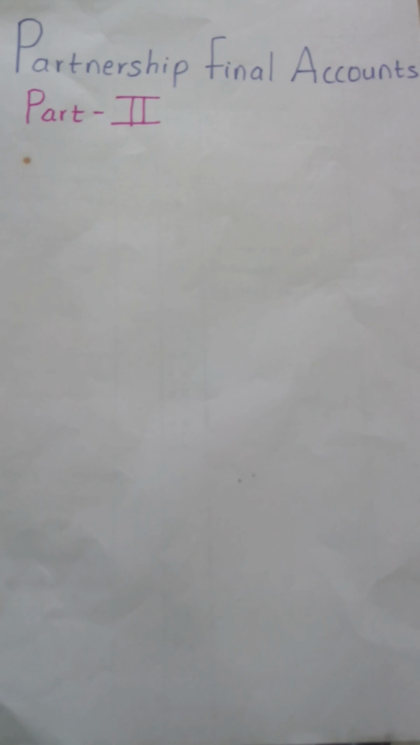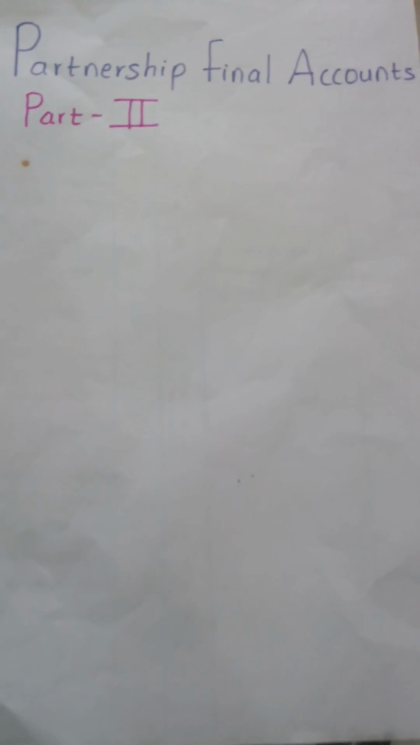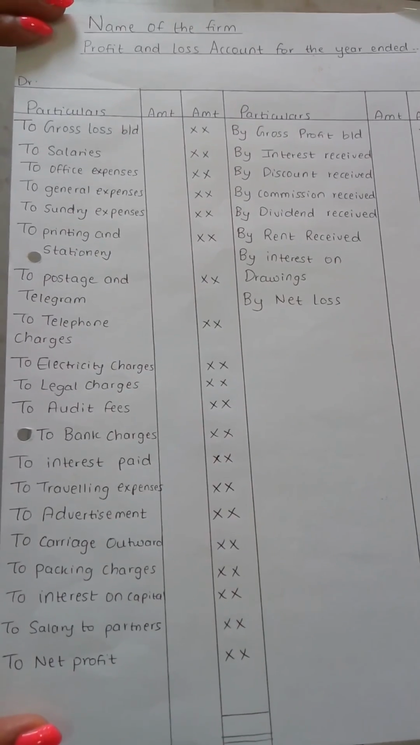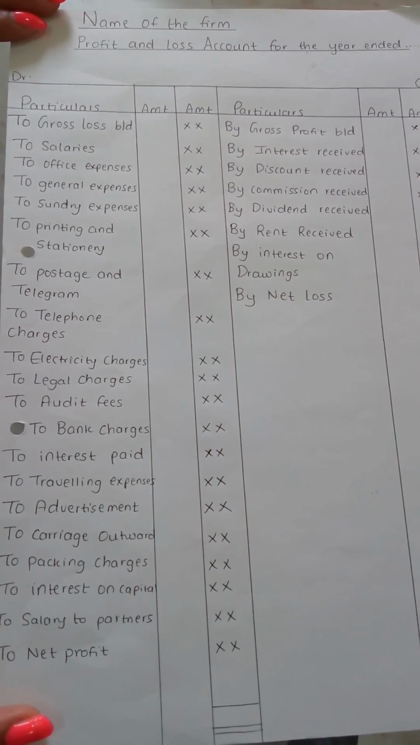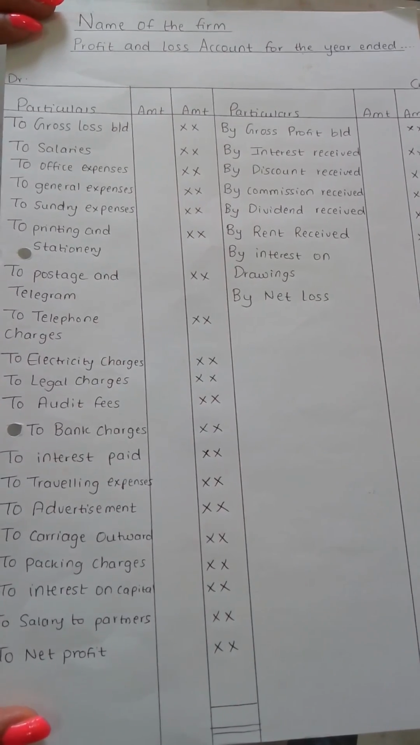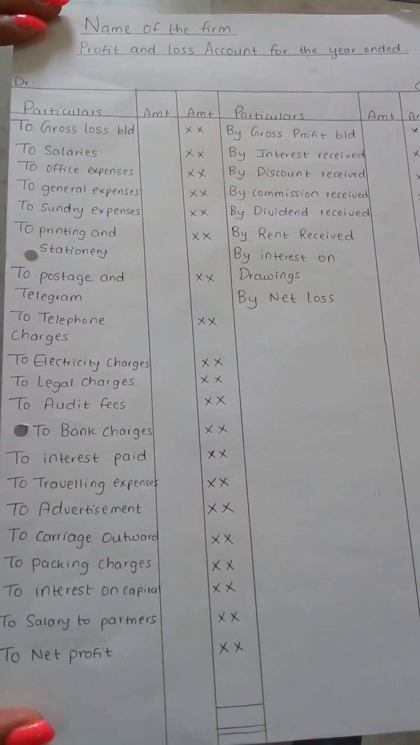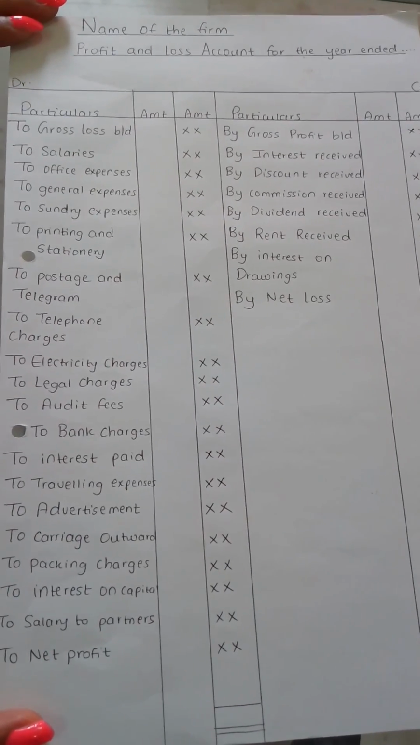Let's continue with partnership final accounts. In this video, we will understand the format of profit and loss account. This is how the format of profit and loss account looks like. Profit and loss account is prepared to find out net profit that the firm has earned during the year.